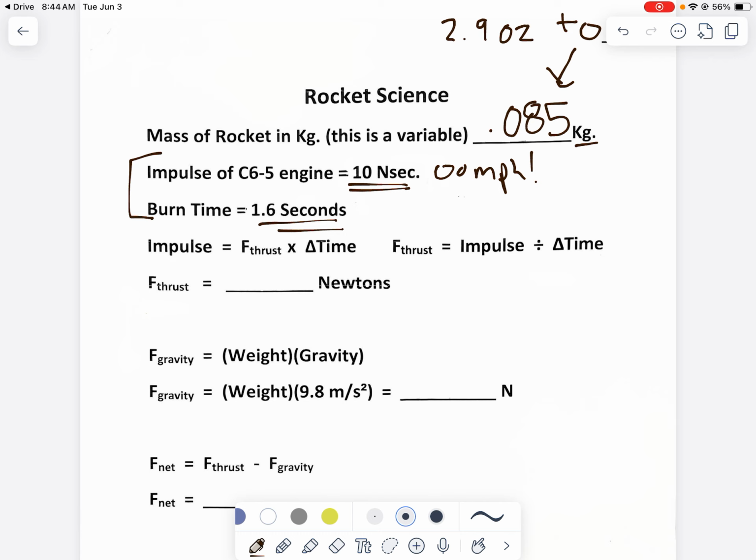So to find our thrust, which is our first one we want to find, what we're going to do is the impulse divided by time. Since we all have the same impulse and we all have the same time, this will be the same for everyone. So our impulse, as shown above, is 10 Newton seconds divided by our time, which is 1.6 seconds. Okay, pause the video here and check your answer.